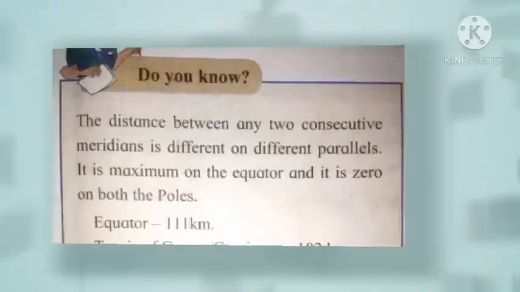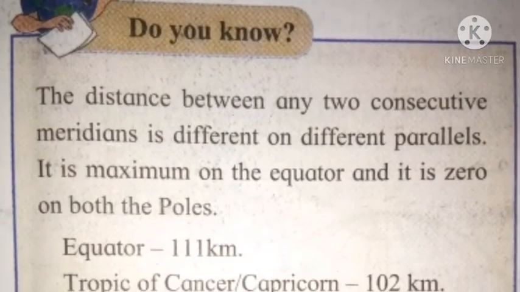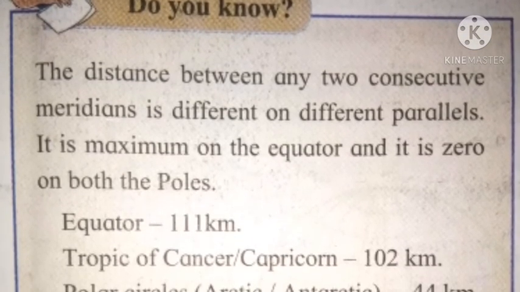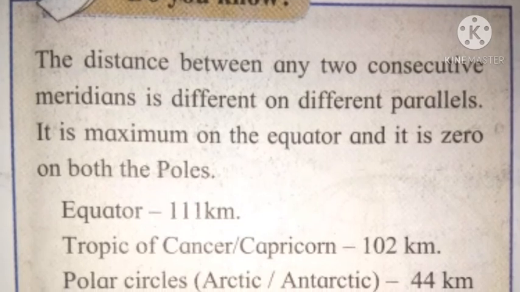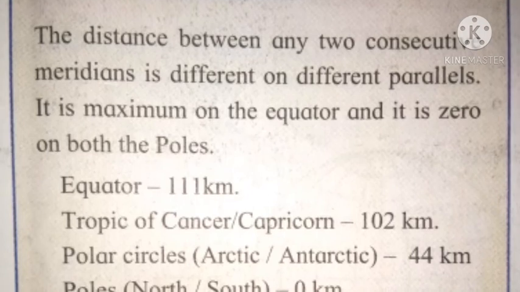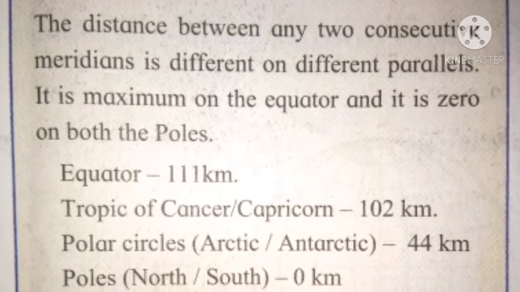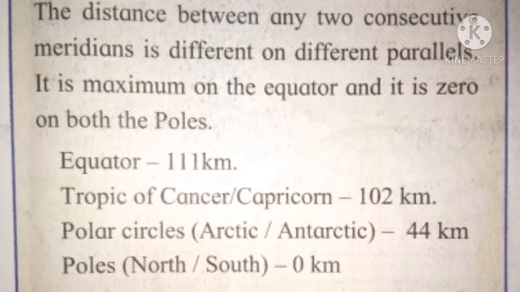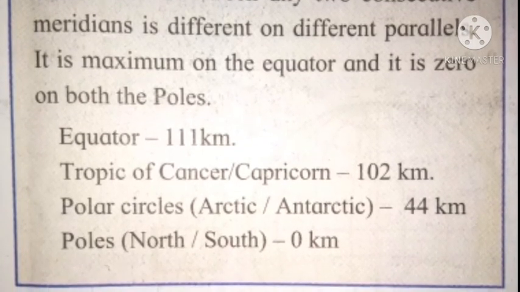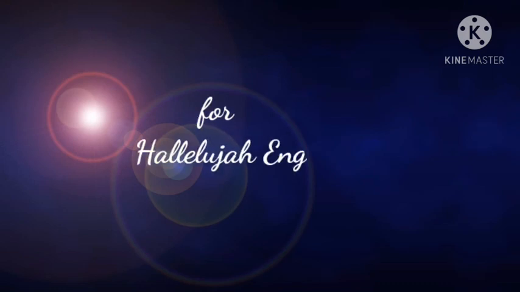Do you know? The distance between any two consecutive meridians is different on different parallels. It is maximum on the equator and it is 0 at both the poles. Equator, 111 kilometers. Tropic of Cancer and Capricorn, 102 kilometers. Polar circles, Arctic and Antarctic, 44 kilometers. Poles, north and south, 0 kilometers.